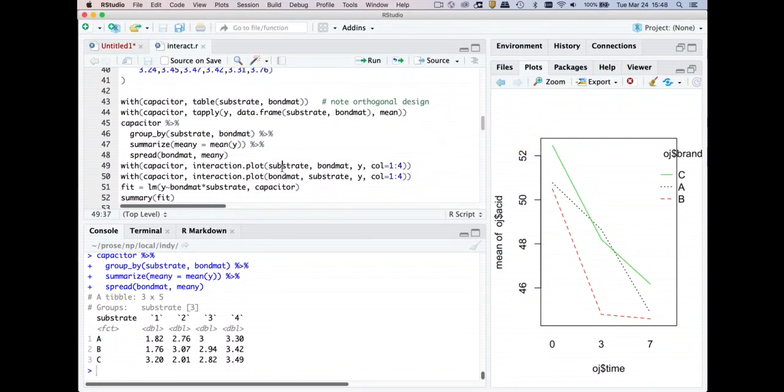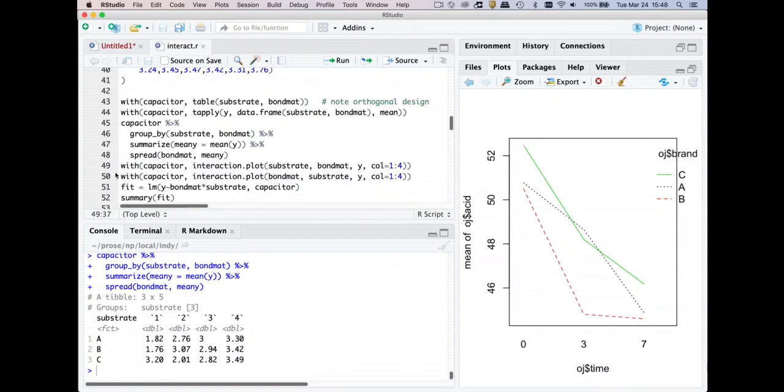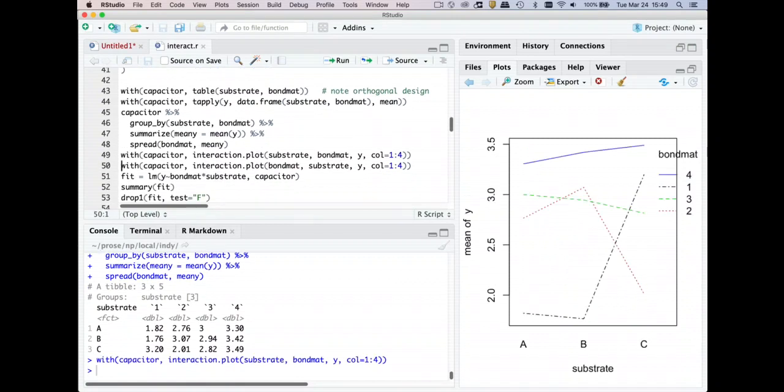All right, well, let's go make ourselves an interaction plot. So another command that is really useful is with. If you get sick of typing capacitor $, you can just say with this data frame, then when I specify the variables in interaction plots, I don't have to say capacitor $. So let's just go look at this. In this particular interaction plot, I put the substrate on the horizontal axis, and I have different lines for the bonding materials, and I've used different colors. So then the question is, is there an interaction? If we have non-parallel lines, which these lines are clearly non-parallel, that indicates there's an interaction.